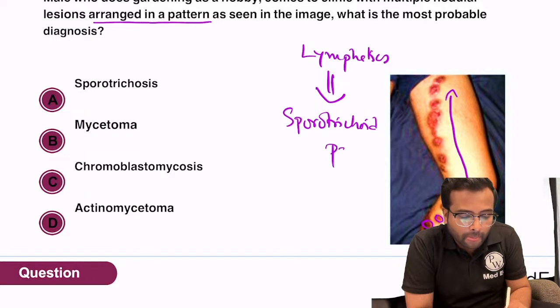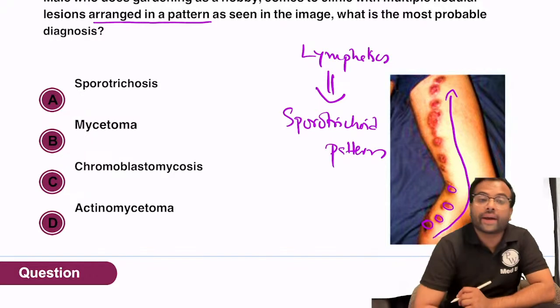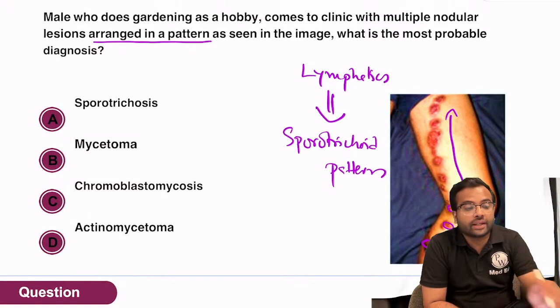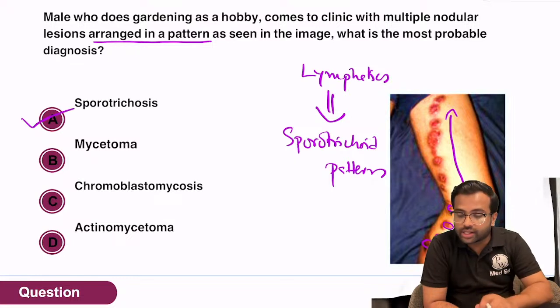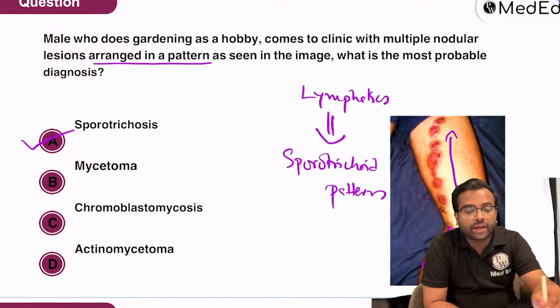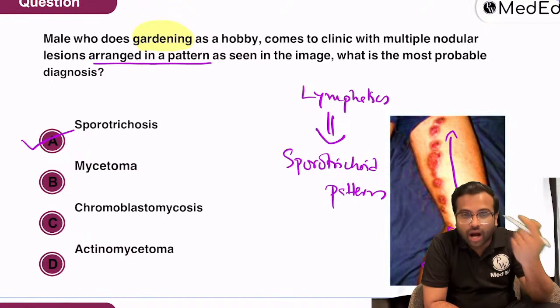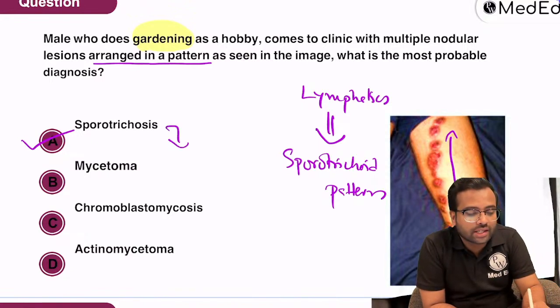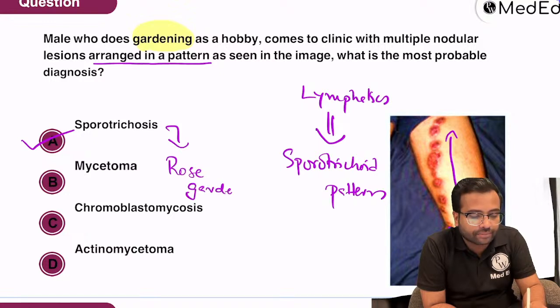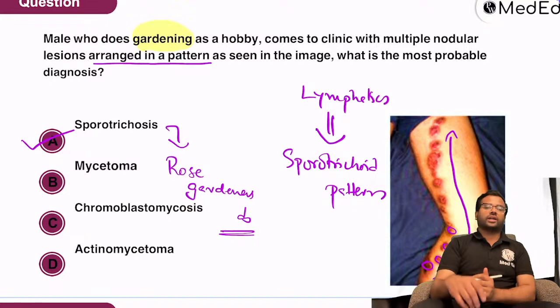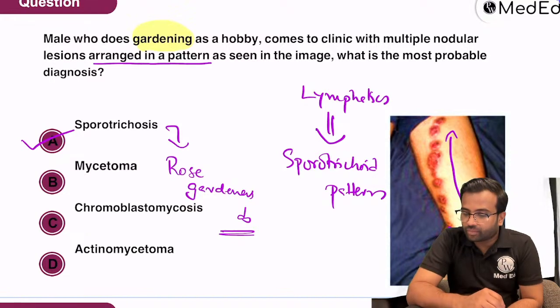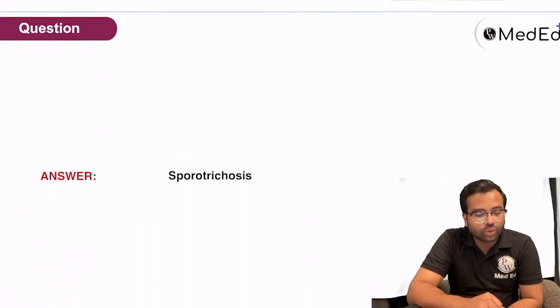So this is because they run along the lymphatics and this pattern is called the sporotrichoid pattern. And in which disease do you find them? We find them in sporotrichosis. And why is there a mention that there is a male patient who is doing gardening? Gardening as a hobby, because this disease is also called the rose gardener's disease. Clear? So now let's go to the next one.